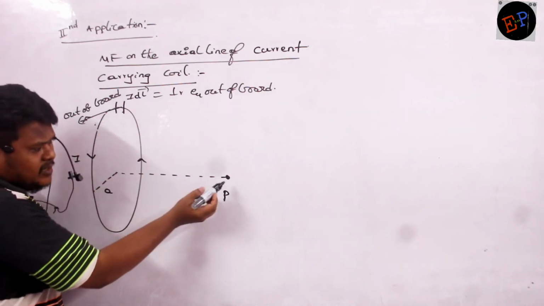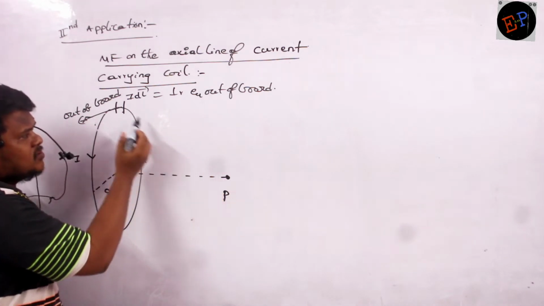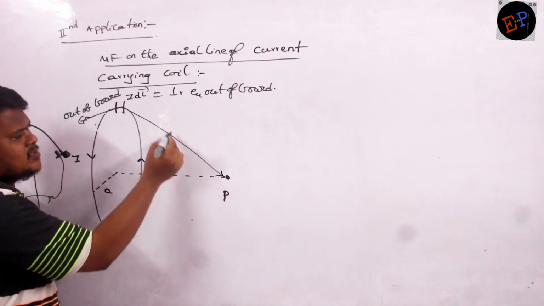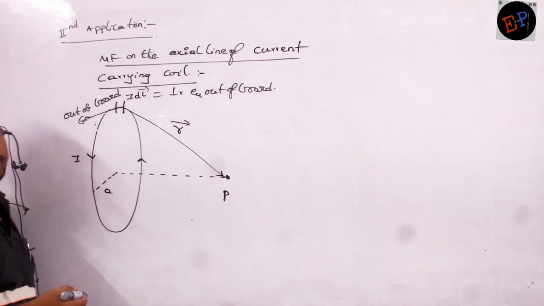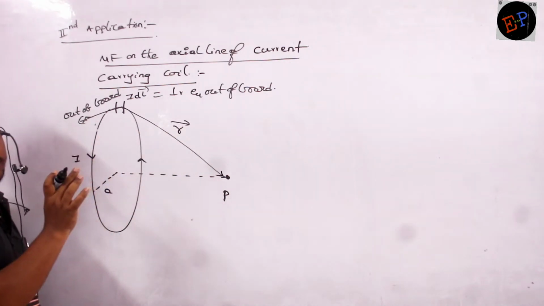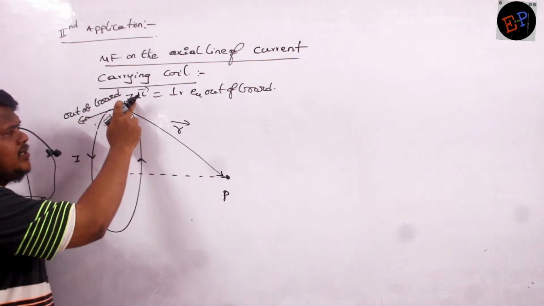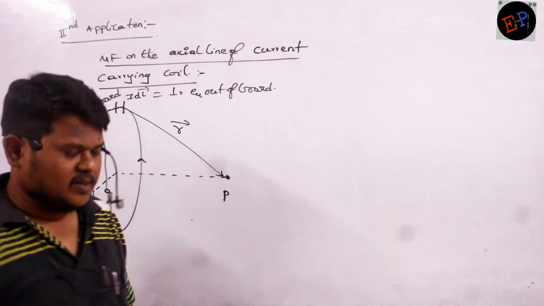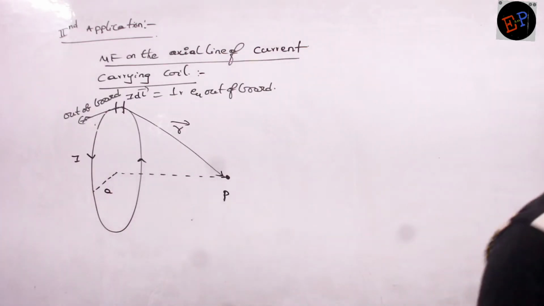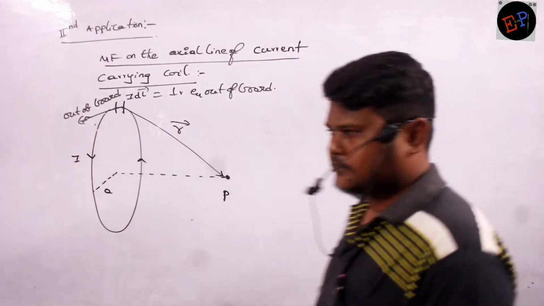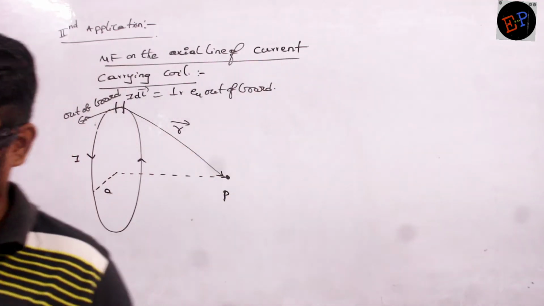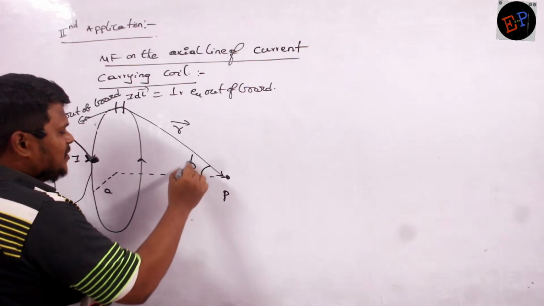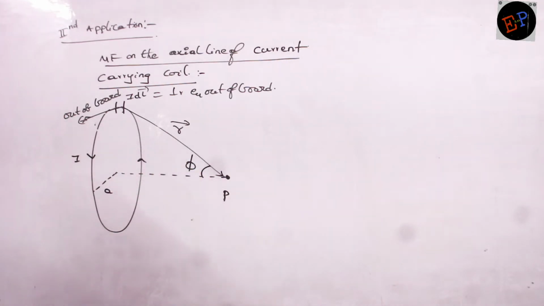Draw R dash. Here I want to find the magnetic field, so from the current element you have to draw the distance. Let us consider this is R dash. Clear now? Can anybody say what will be the angle between I dl dash and R dash? Let us call this angle phi. Now can you say? 90 minus phi.